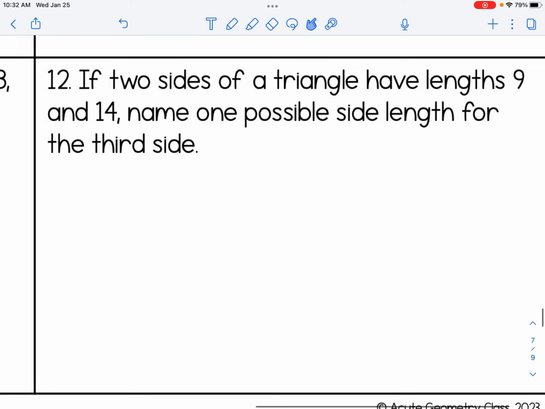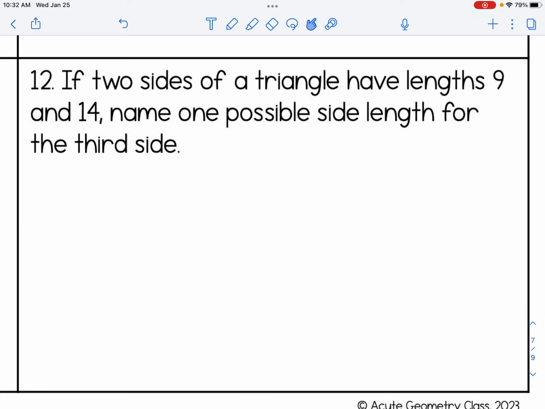All right, for our last question, if two sides of a triangle have lengths 9 and 14, name one possible side length for the third side. So since it says one possible side length, there are multiple correct answers that we could have for this question. So in order for the triangle to exist, remember the sum of the smaller two sides must be greater than the third side. So I'm just going to start with coming up with an example. Let's say I do a little trial and error, and I think that the third side is going to be, let's say, 3.